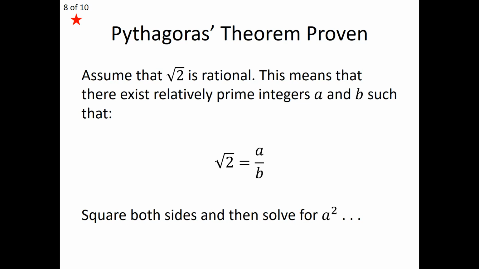Remember, every ratio of integers can be expressed with the numerator and denominator relatively prime. So let's set the square root of 2 equal to a over b, where a and b are relatively prime integers, meaning that the greatest common divisor between them is 1. Keep that in mind, because it's going to come into our reduction in the next step. So what can we do with our assumption? We're going to square both sides and then solve for a squared. Let's do this on the next slide.